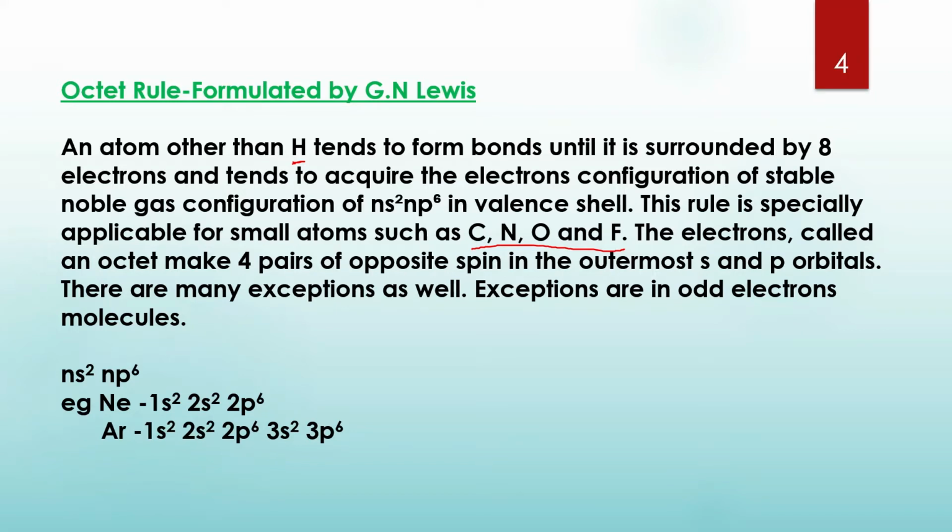But there are many exceptions to this rule, especially in odd electron molecules. You might know that nitrogen forms molecules where the total number of valence electrons is an odd number. In these cases, nitrogen or other atoms tend to break the octet rule. If you see neon, you have a 2s2 2p6 configuration. Argon, 3s2 3p6. So this is the configuration all the other atoms acquire.